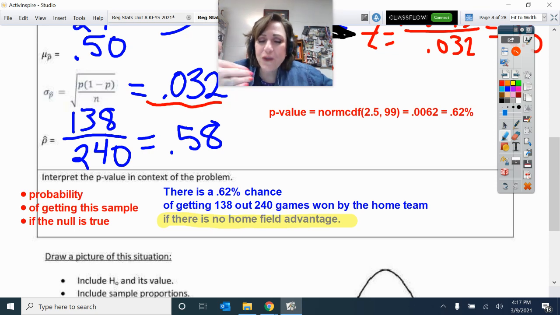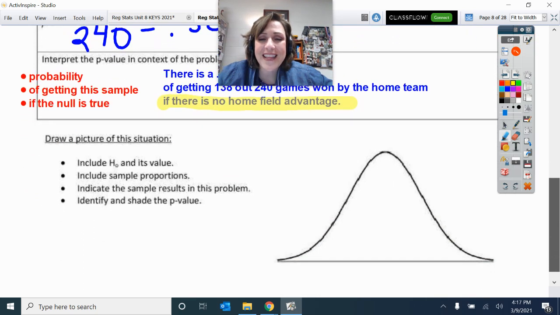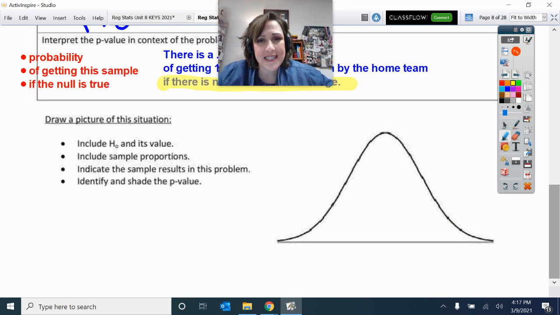So hopefully this is prompting us to do what we're going to do after this lesson, after this topic, which is say, so therefore I think there is a home field advantage. That's where we're headed with this: to make a decision to reject or not reject that null hypothesis. Okay, so let's come on down here and draw a picture of what this situation says.